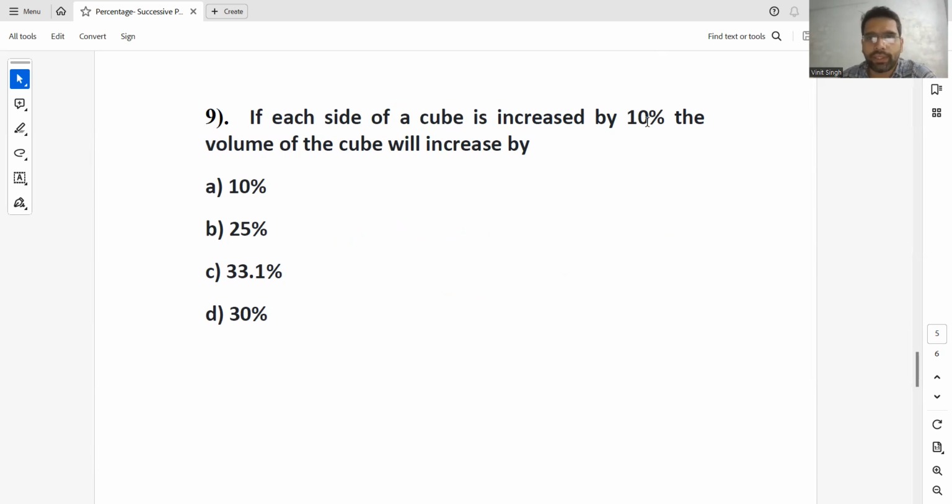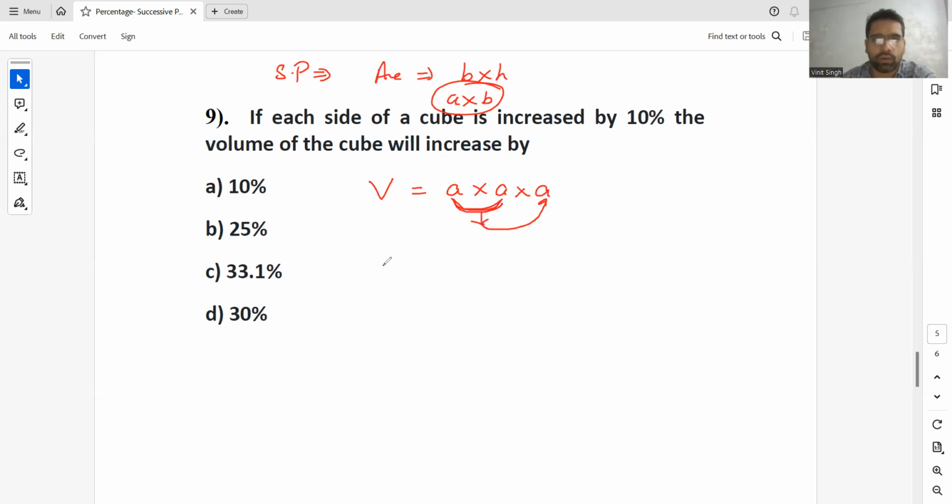Each side of a cube increased by 10%. The volume of the cube will increase by? Now here, the volume. We know that the volume of a cube is A into A into A. But the successive percentage formula we apply where the area is given in the form of B into H, or A into B. Here it is A into A into A. Three values are given. Now in this case, we will apply the successive percentage formula between the first two. After that, we will get the effective value of the first two, and then apply it with the third one. So we will apply the successive percentage formula in this question 2 times.